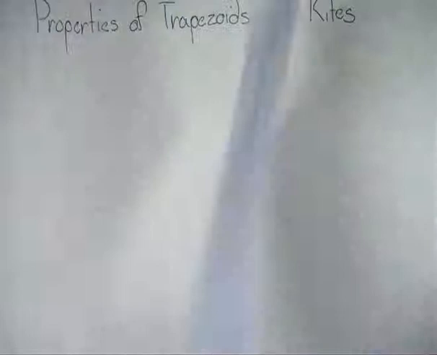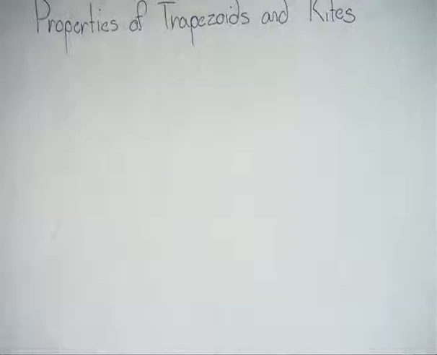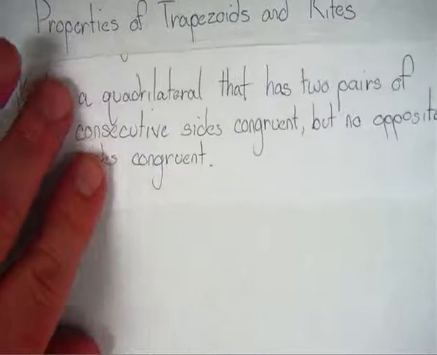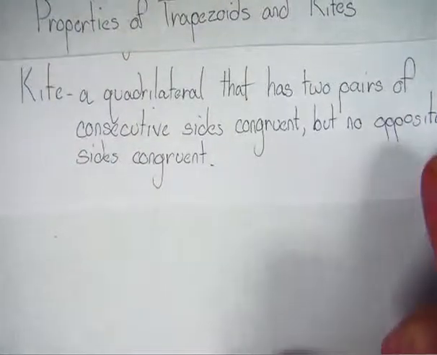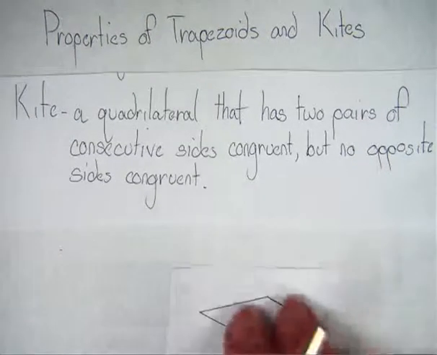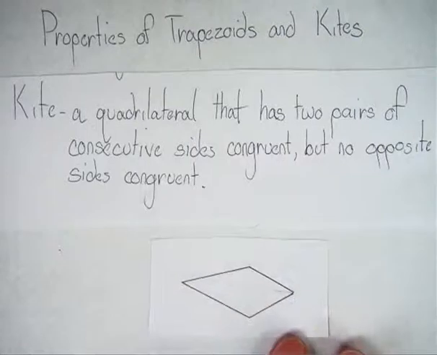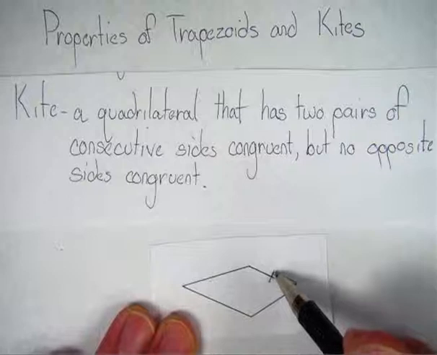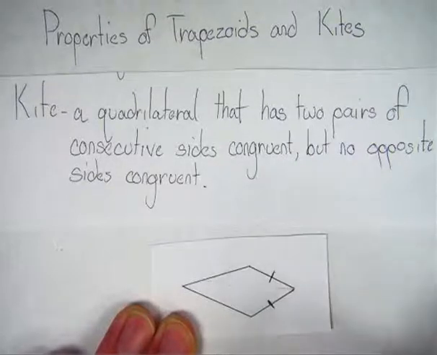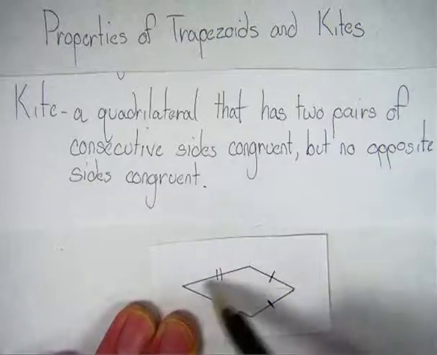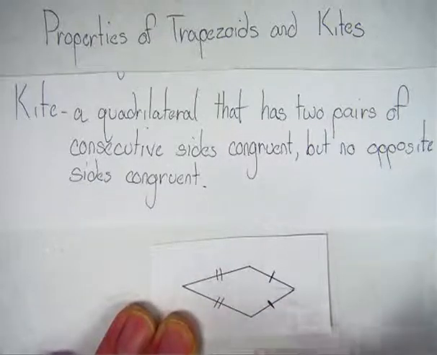Now let's move to our last quadrilateral that we're going to specialize in. Woohoo! Something called a kite. And a kite is a quadrilateral that has 2 pairs of consecutive sides congruent, but no opposite sides congruent. And that's going to look something like this. So in this, you're going to have two consecutive sides. That means they're touching. So say this side and this side will be congruent. And this side and this side would be congruent as well. So two pairs of congruent consecutive sides.